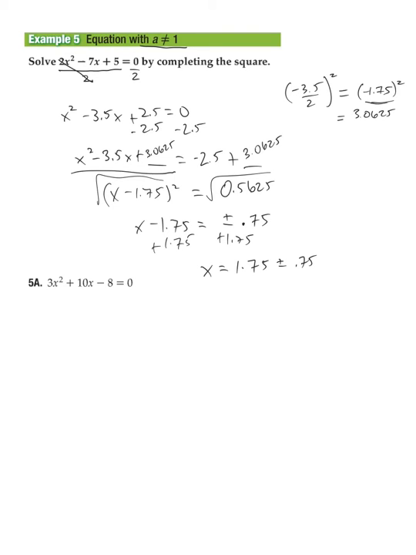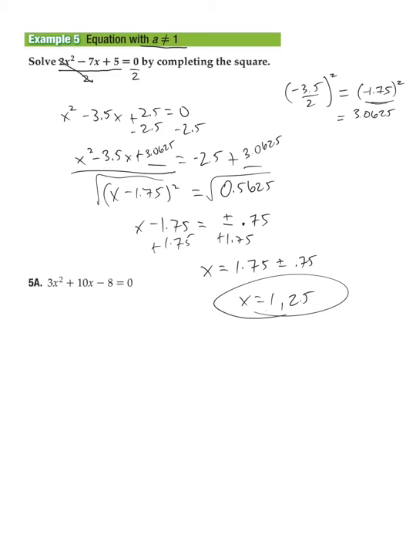Okay, so 1.75 minus 0.75 is just 1. And then if we add 0.75, we would get 1.75 plus 0.75, which is 2.5. So 1 and 2.5 would be our solutions there.